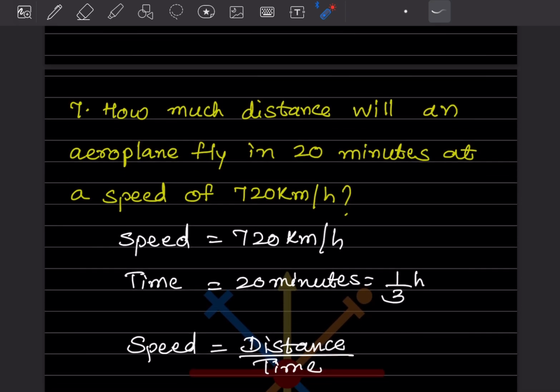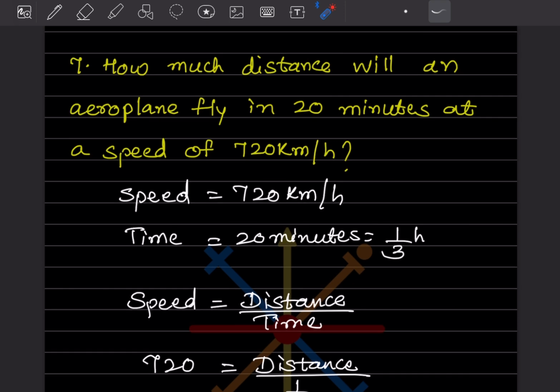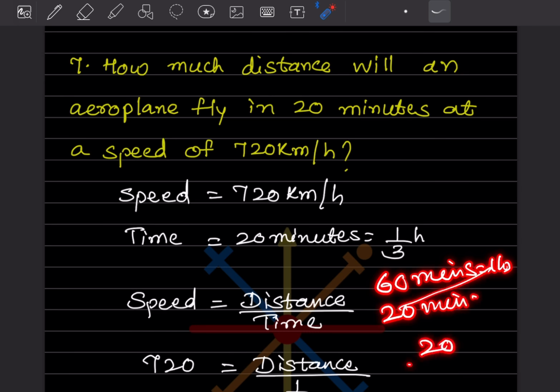How much distance will an aeroplane fly in 20 minutes at a speed of 720 kilometer per hour? The speed is given, 720 kilometer per hour. Time is given as 20 minutes. So now this is in kilometer per hour, means we should also get the time in hours. So what are you going to do? Once again, 60 minutes means 1 hour. So we need the 20 minutes. So 20 minutes will be how much? This will be 20 divided by 60. So that is going to be 2 ones are 2, 2 threes are 6. So that will be 1 by 3 hours.